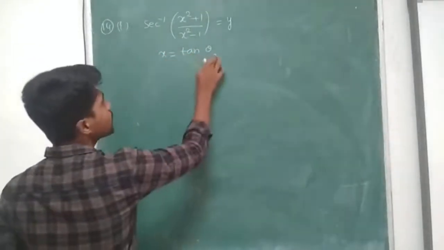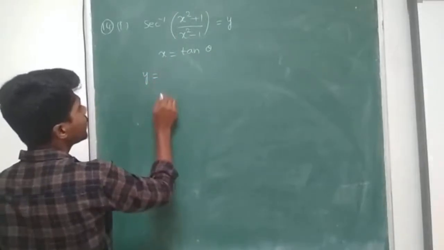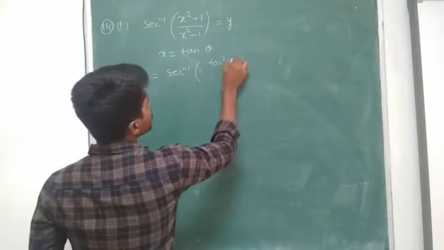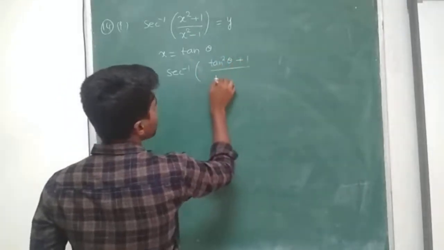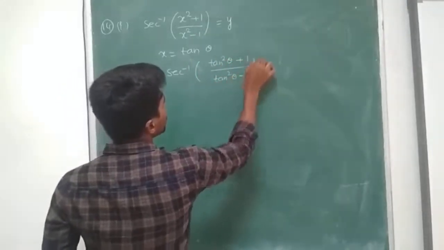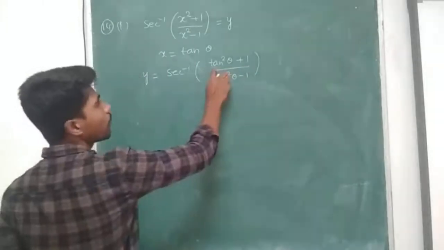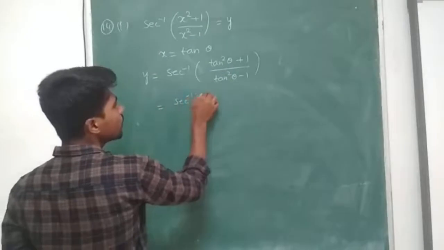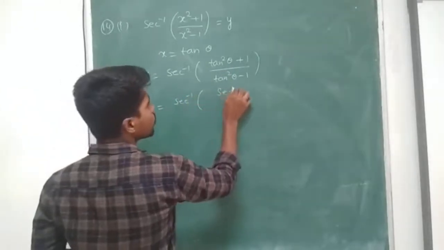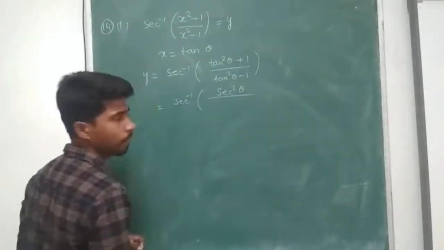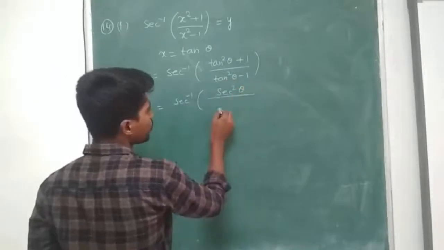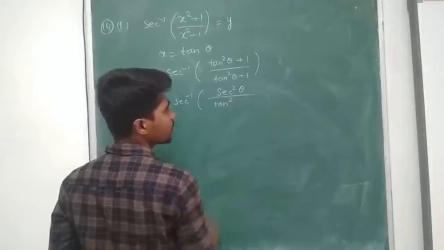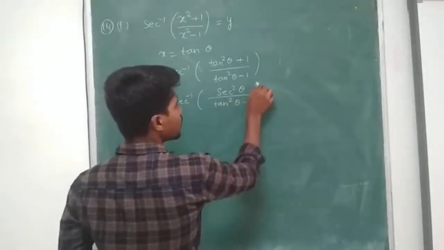So if I assume x is equal to tan theta, y can be written as secant inverse of (tan square theta plus 1) by (tan square theta minus 1). So we have tan square theta plus 1, 1 plus tan square theta is equal to secant square theta. So secant square theta by tan square theta minus 1. We can't write it in any other form, so I write it as tan square theta minus 1.